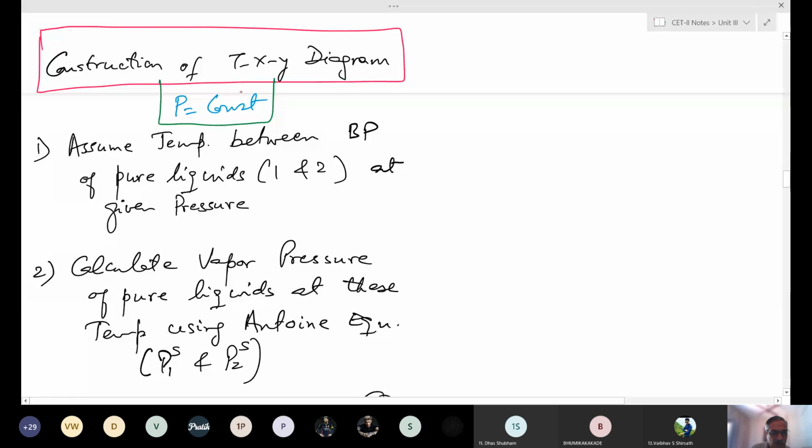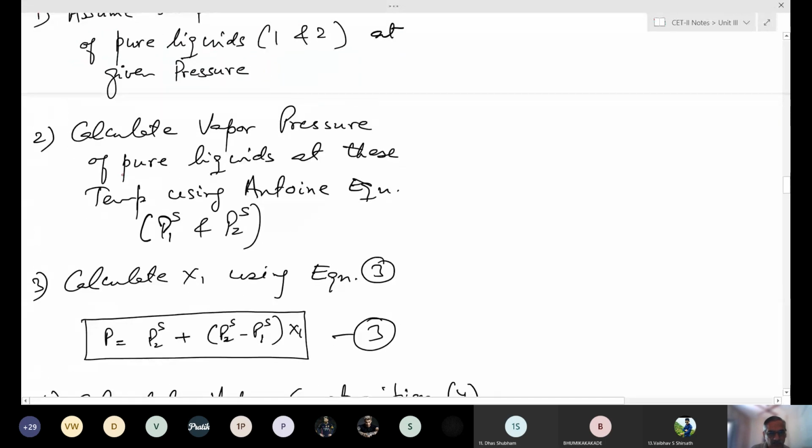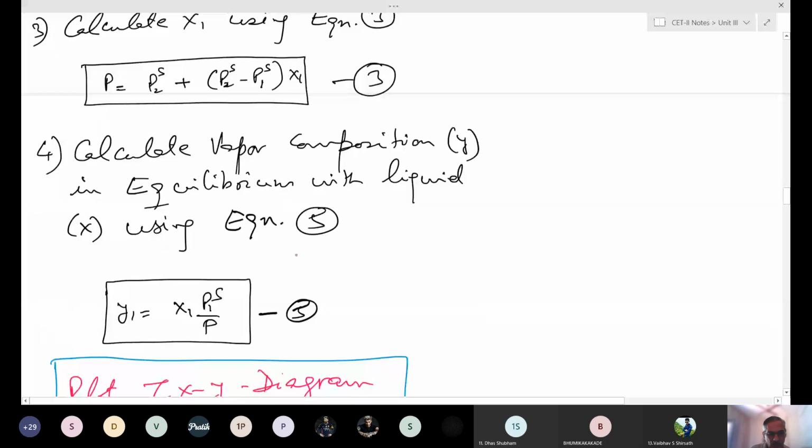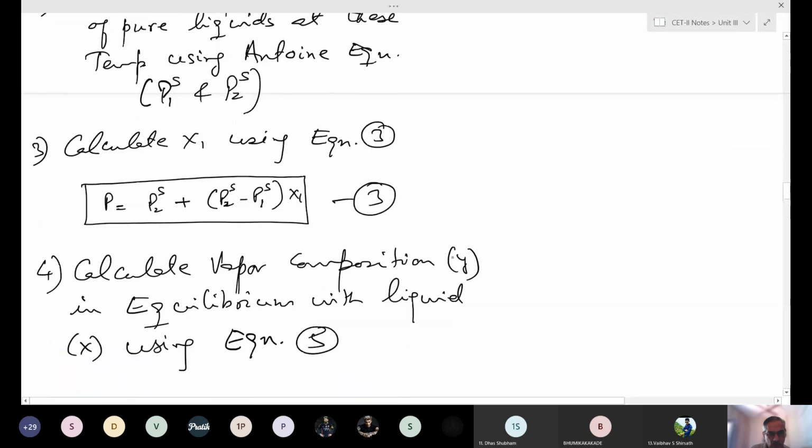So now we have to find out temperature, X and Y. So assume a temperature between boiling point of pure liquids at given pressure. Right? We start with an assumption of temperature. Then at this temperature, calculate the vapor pressure of pure liquids using Antoine equation. P1S and P2S calculate करने का. Then calculate X1 using this equation because you know P1S, you know P2S, and you know P. We can find out X1. And then we can calculate Y1 using Raoult's law. So this is what we are doing. These are the steps we have to follow actually.